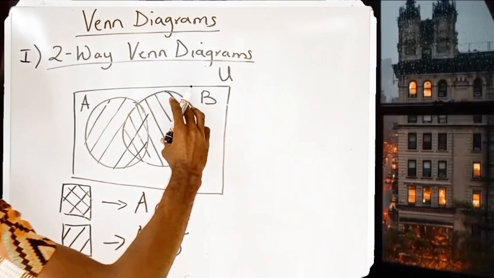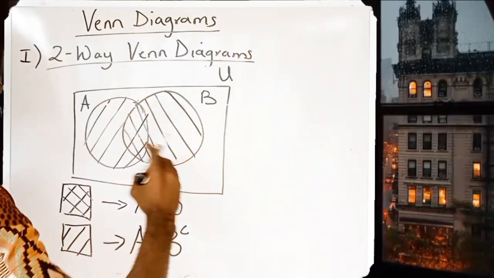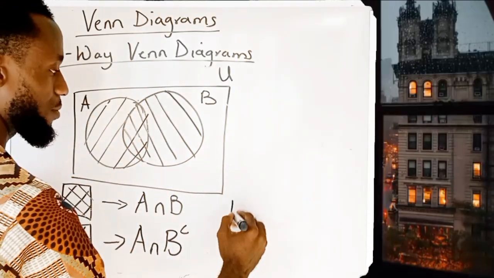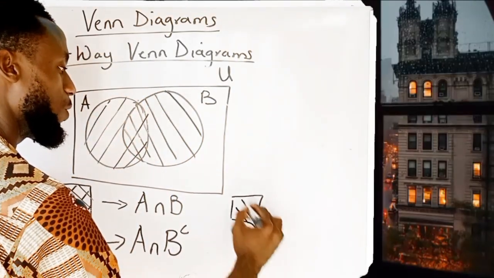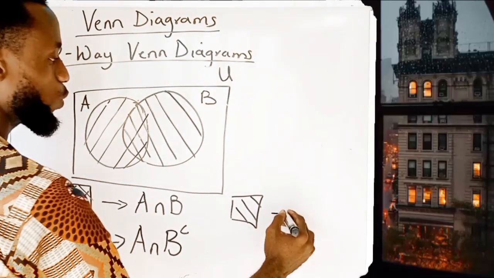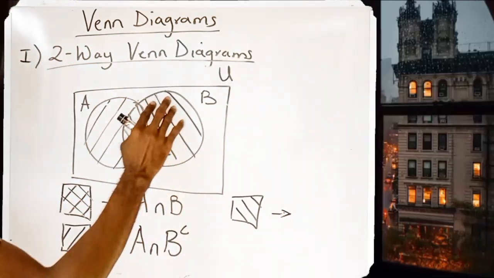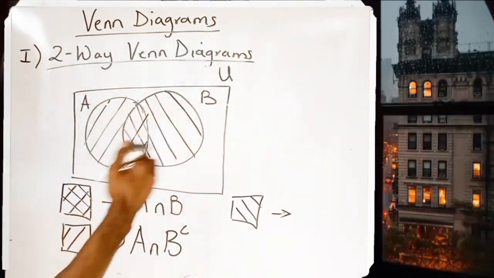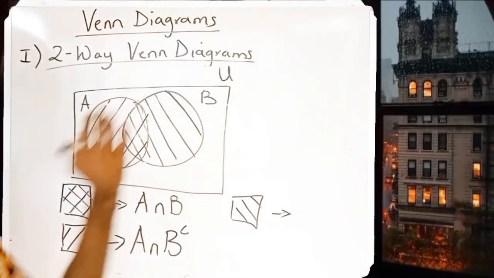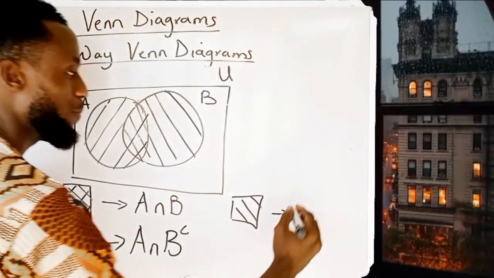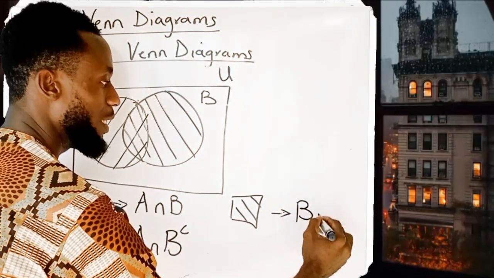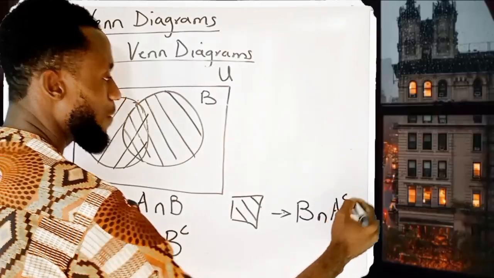Why this other region that has B only? The region with B only will also mean what? It means that there is no A there, so that's A complement intersecting B. So this becomes B intersect A complement.